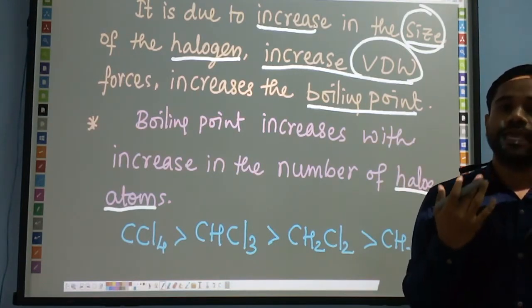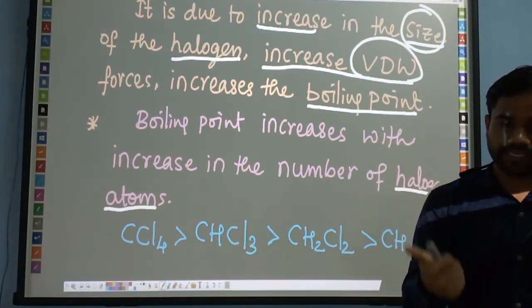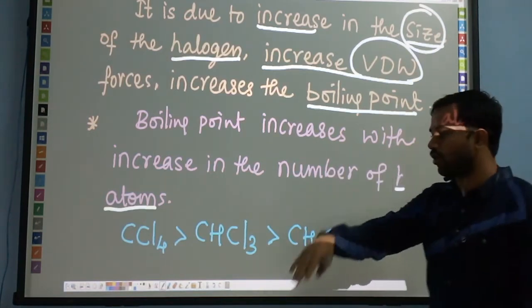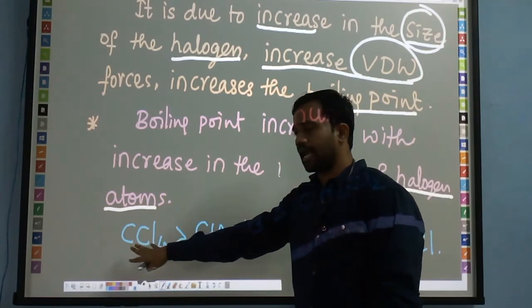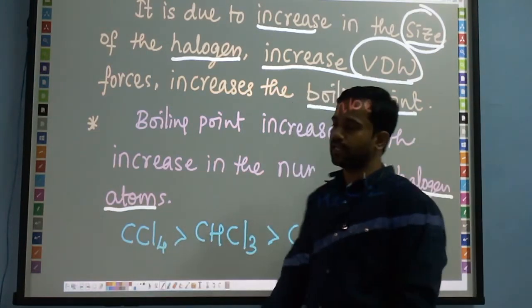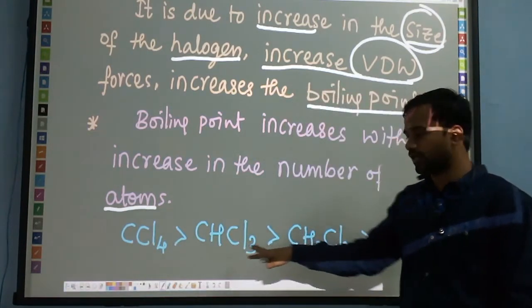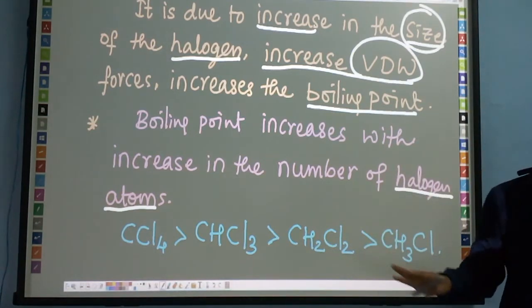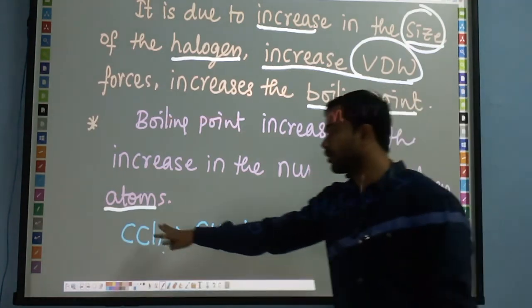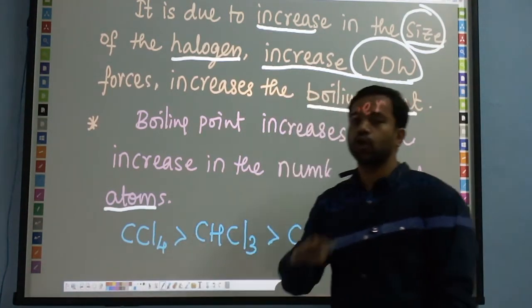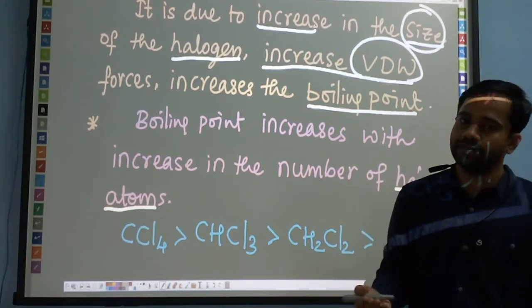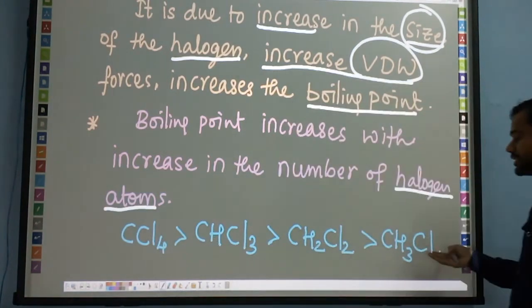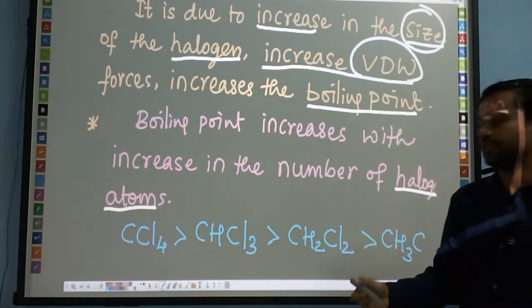Because there will be an increase in the first one, the second is the van der Waals force of attraction. Okay, let's see the order. First one is the tetra-substituted halogen compound, next tri-substituted, di-substituted, and mono-halogen substituted. Why? Because they have a high number of chlorine substituents. That's why they have the highest boiling point, and the least in the case of chloromethane.